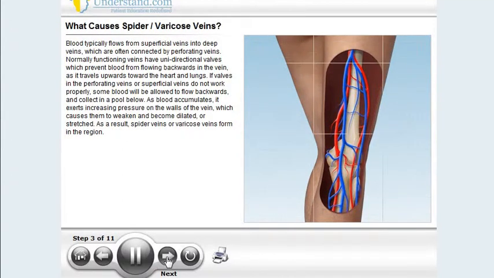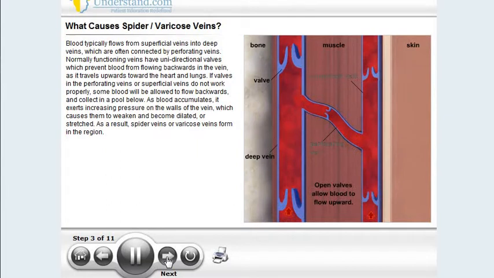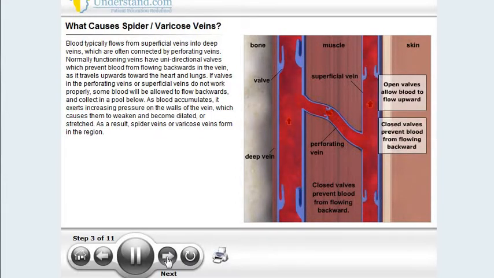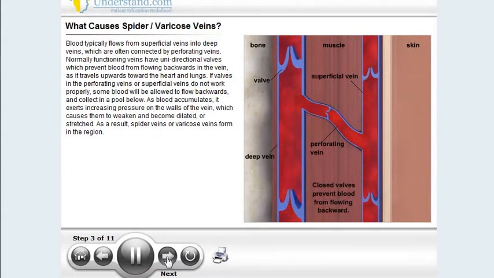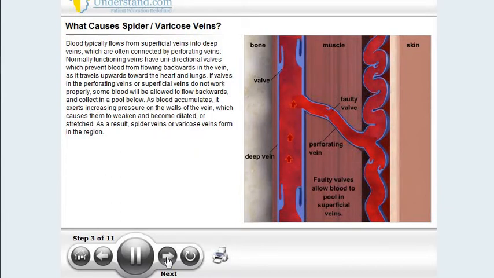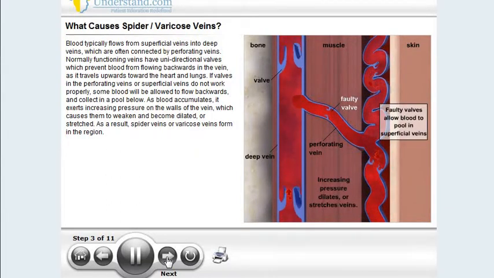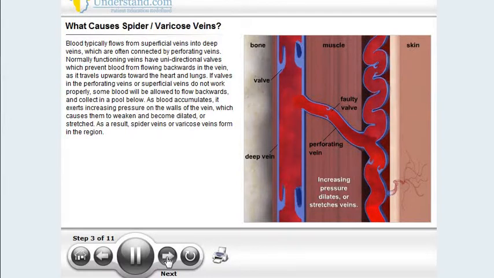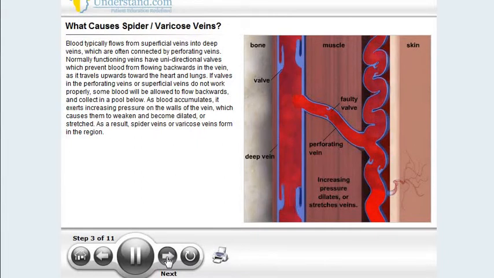Blood typically flows from superficial veins into deep veins, which are often connected by perforating veins. Normally functioning veins have unidirectional valves, which prevent blood from flowing backwards in the vein as it travels upwards toward the heart and lungs. If valves in the perforating veins or superficial veins do not work properly, some blood will be allowed to flow backwards and collect in a pool below. As blood accumulates, it exerts increasing pressure on the walls of the vein, which causes them to weaken and become dilated or stretched. As a result, spider veins or varicose veins form in the region.